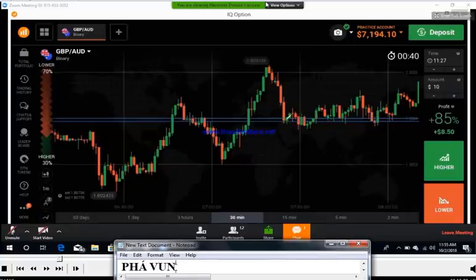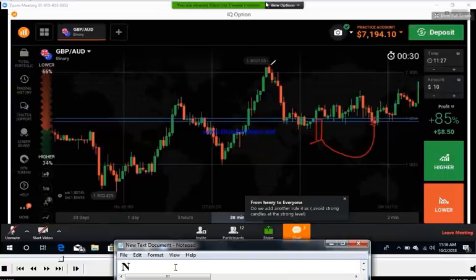If you want to trade here, you need to wait for the breakout. When the market breaks this level, it will again come to the same level, and you can trade here in the direction. The direction means this is a downtrend. You can trade here. Just wait.